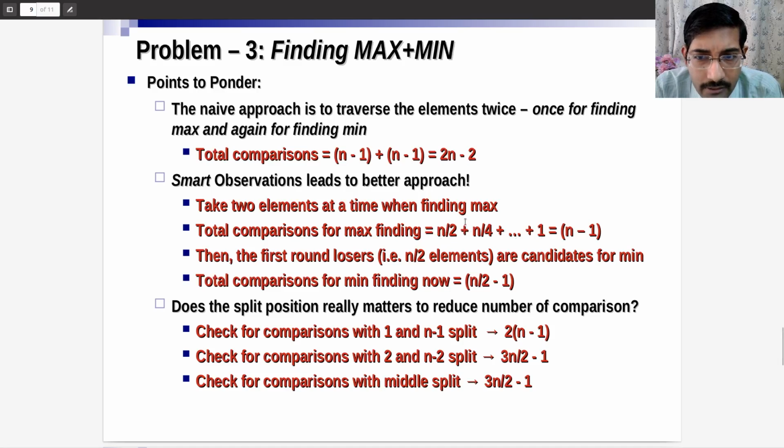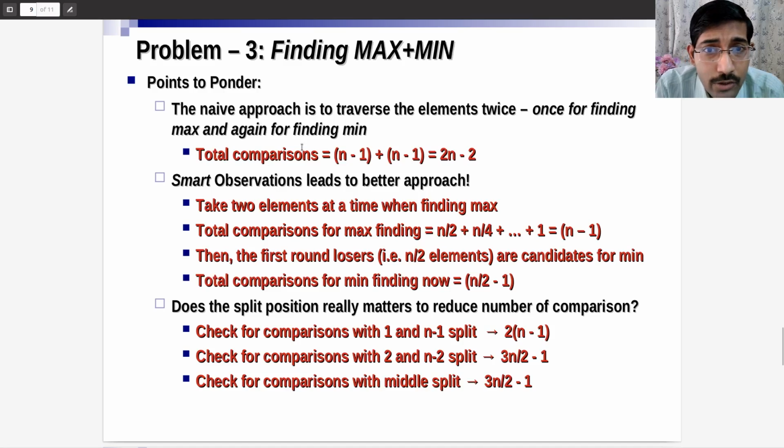At the first round, you compare n by 2 pairs, two at a time, among n elements. So you get a max between each pair, and there is one loser, right? When you compare two at a time, there is one winner and one loser. So n by 2 pairs will give you n by 2 losers. Now, there is no point comparing the winners to find the minimum, because winners will never participate in finding the minimum after the first level, since there are losers which are less than each of them. So you only compare among the n by 2 losers to find the minimum.